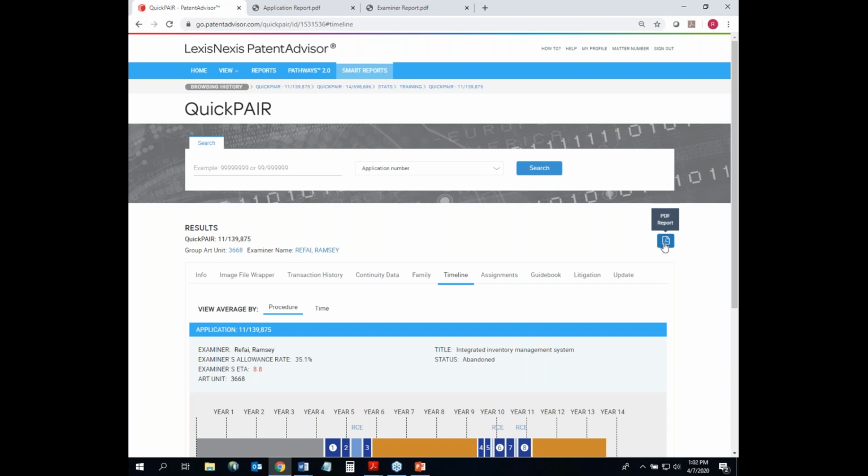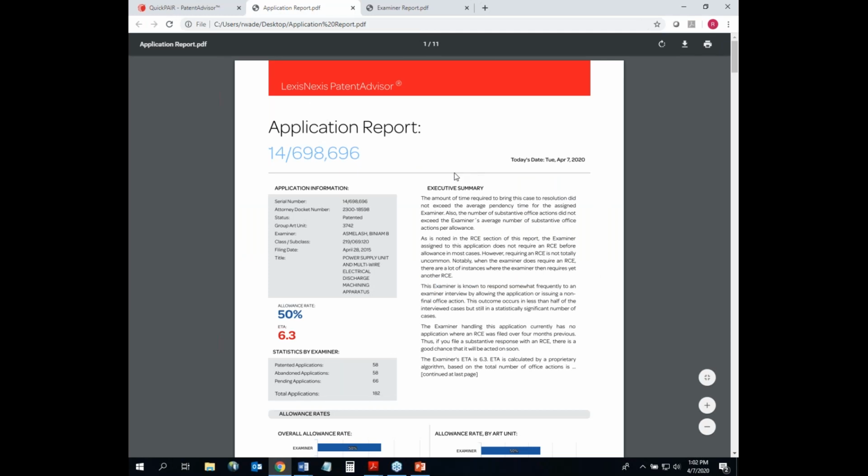So it includes timeline information, guidebook information, and the nice thing about it is it actually comes out of PatentAdvisor. So you can send this to anyone. You can send it to a client. You can send it to a coworker. The person does not need to have access to PatentAdvisor to be able to see this report. So you would just click on this and it'll download. I have one open right here.